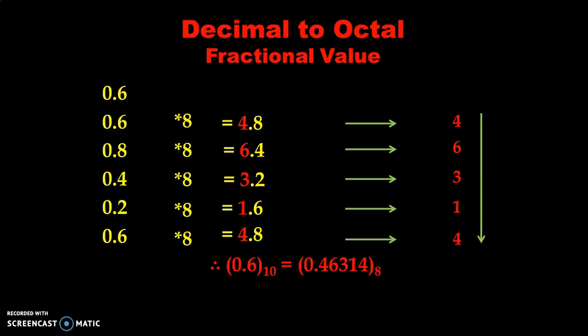0.46314. That is our equivalent octal number. So this way we can convert our decimal number into octal number for fractional value also. Now let us take one more mixed number. This is a decimal number, a mixed number.